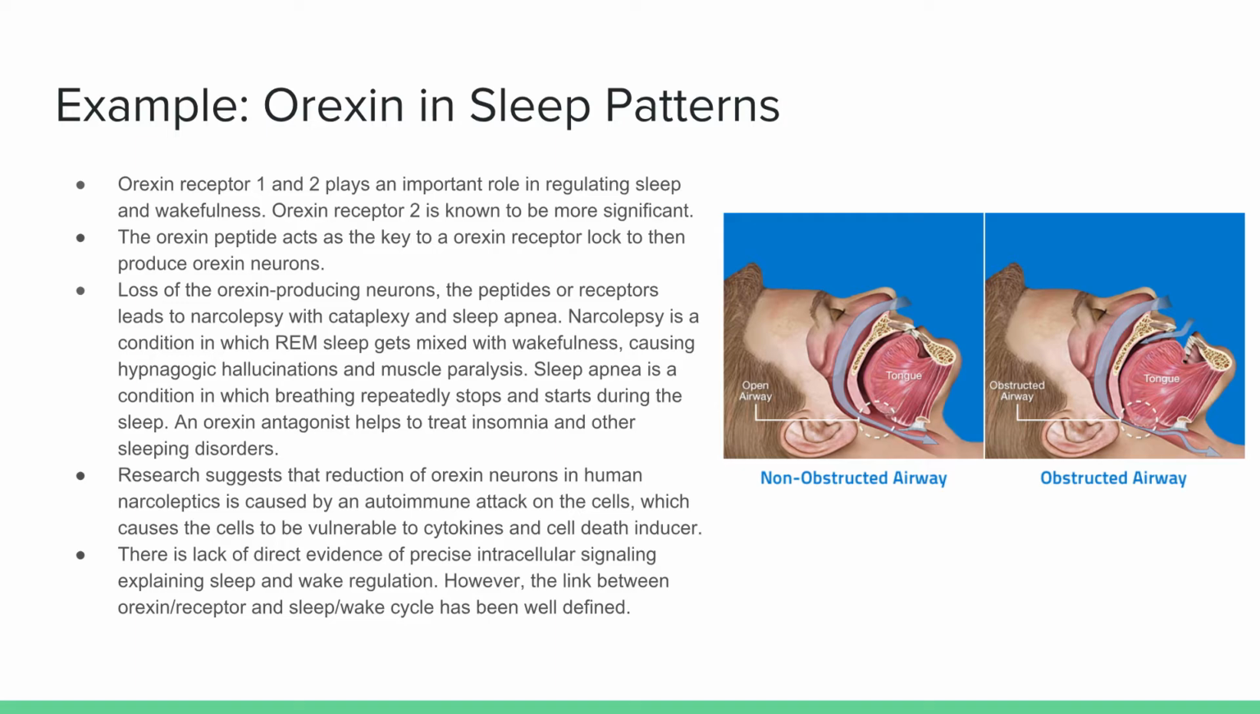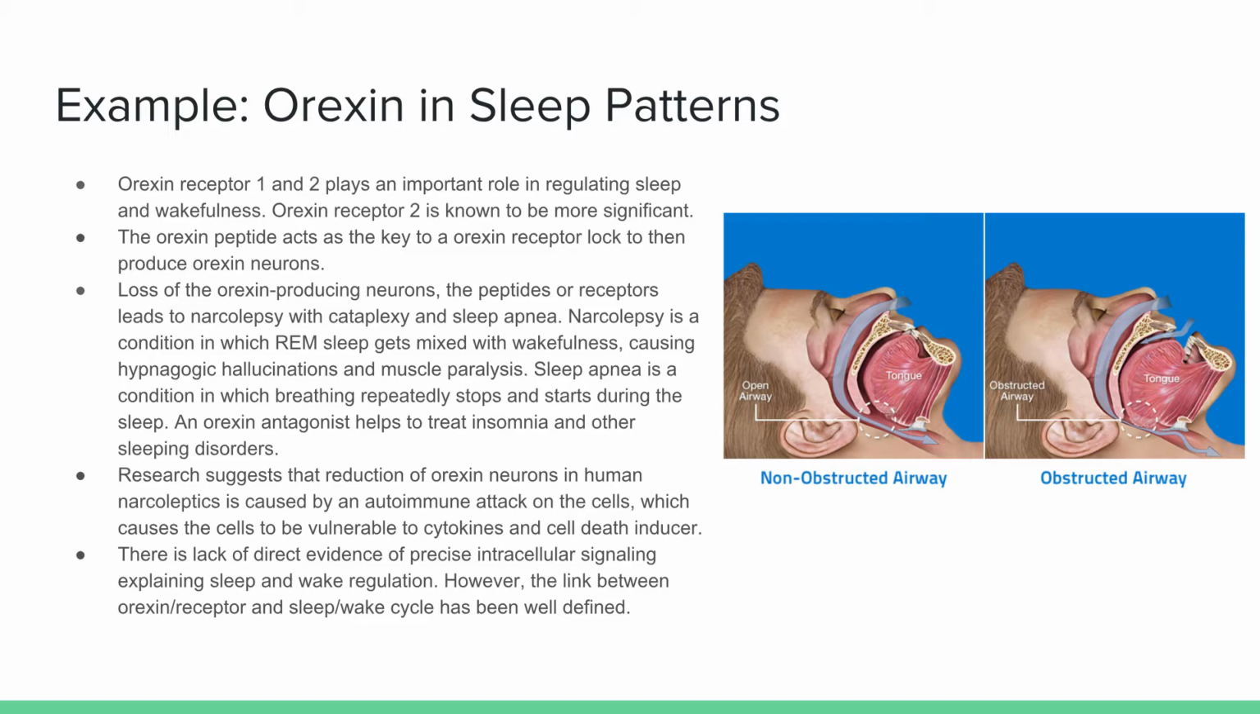Orexin receptor 1 and 2 play an important role in regulating sleep and wakefulness, with receptor 2 known to be more significant. The orexin peptide acts as the key to an orexin receptor lock to then produce orexin neurons. Loss of the orexin-producing neurons, the peptides or receptors, leads to narcolepsy, a condition in which REM sleep gets mixed with wakefulness, causing hypnagogic hallucinations and muscle paralysis.